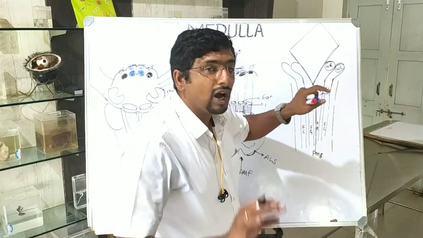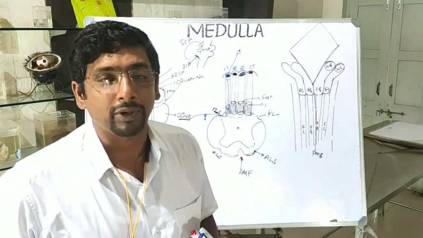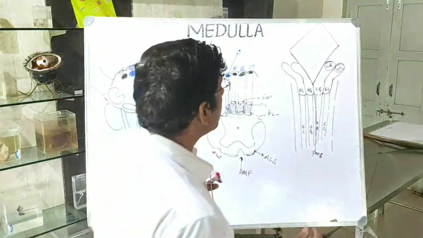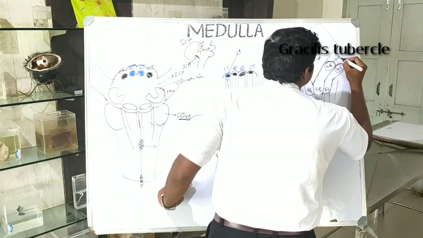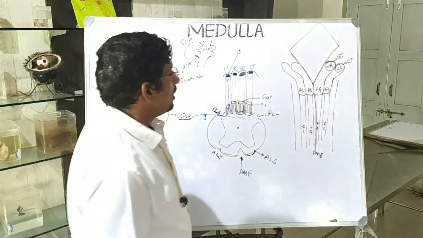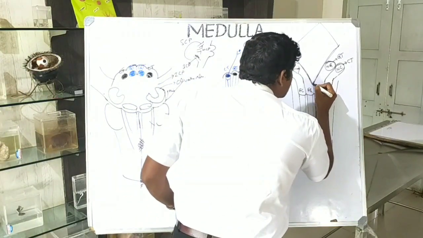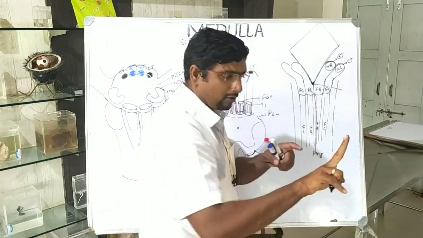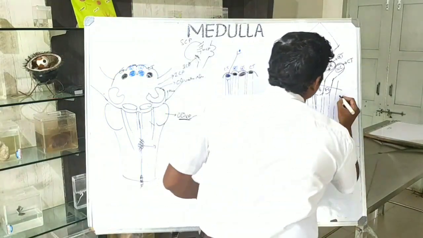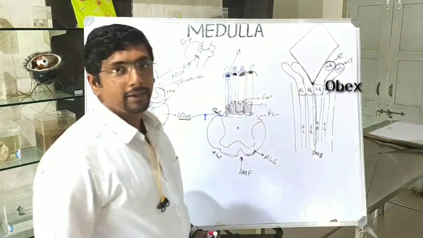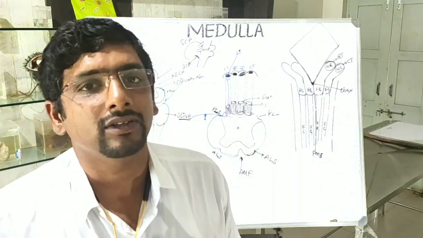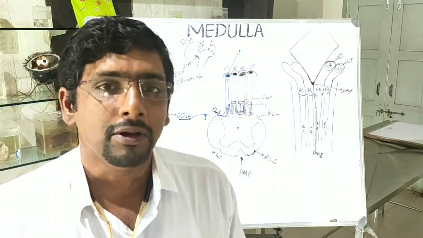Right? Due to these nuclei, outside there is an elevation that is going to be produced, and that elevation is called a gracilis tubercle and the cuneatus tubercle. Understood? And the open part is going to join at this place. Okay, and this V shape at this junction, and this junction is called the obex. This is called obex. Okay, so these are the features on the anterior side, and on the posterior side we will see on the medulla.